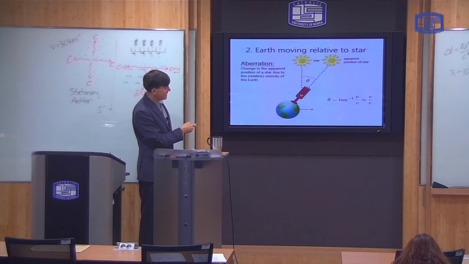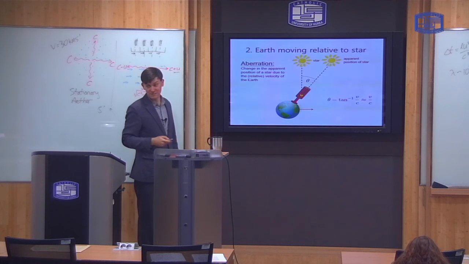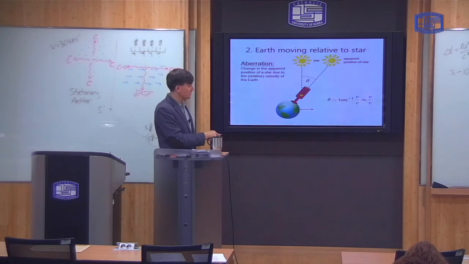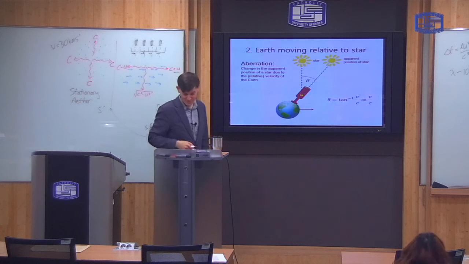The angle theta here, the shift in the star's position, should be approximately equal to the Earth velocity divided by the speed of light. So this is actually another way in which you can measure the speed of light.